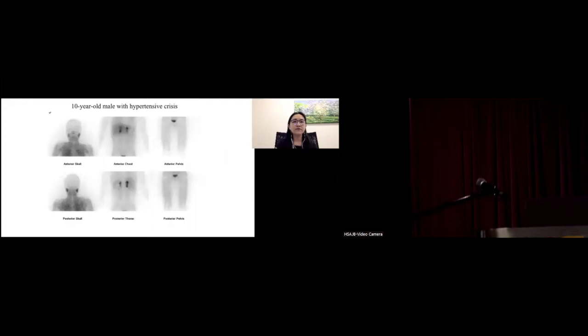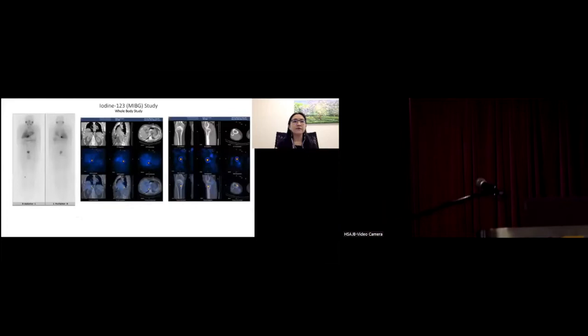So another case before we move to the next branch. A 10-year-old male with hypertensive crisis. So we can see uptake at the bilateral adrenal. This is a bilateral pheochromocytoma. The patient came back with a follow-up study, and there's an uptake seen at the mid-abdomen as well as an uptake in the bones. So the uptake in the abdomen clearly localized to a lesion at the right adrenal.